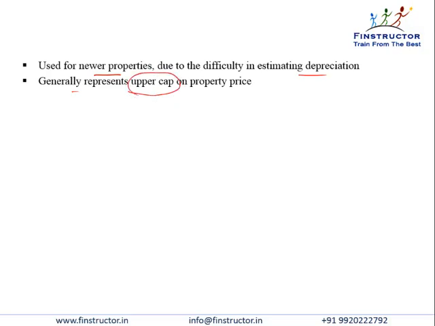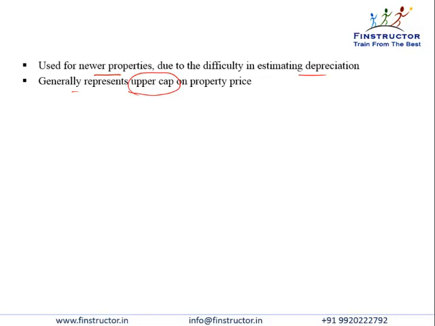So the property price can never be more than what we have valued using the cost approach, because then I'll rather make the property myself. I'll just take the land and probably customize it to my needs also and make a new property. So the cost approach is also a good approach. It gives us an upper cap on the property.